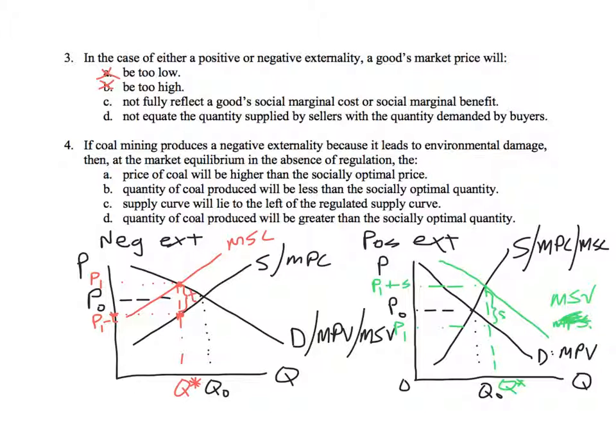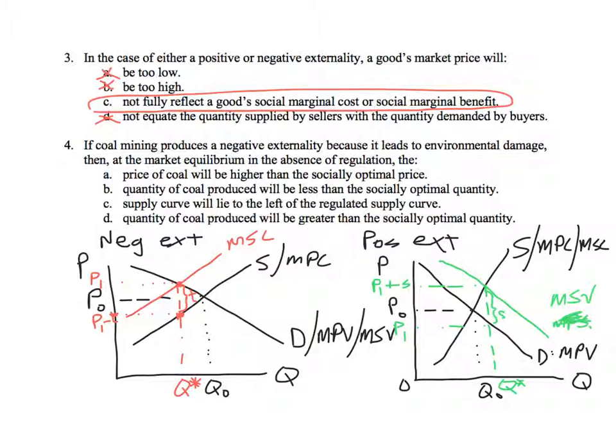Well, you could make an argument for both. Not fully reflect the social marginal cost or social marginal benefit. That's true for sure. And not equate the quantity supplied by sellers with the quantity demanded by buyers. No, that's what the market price does if we're talking about a competitive market. So C should be the correct one there. I can see how the price issue could have created some confusion, especially as we think through these diagrams here.